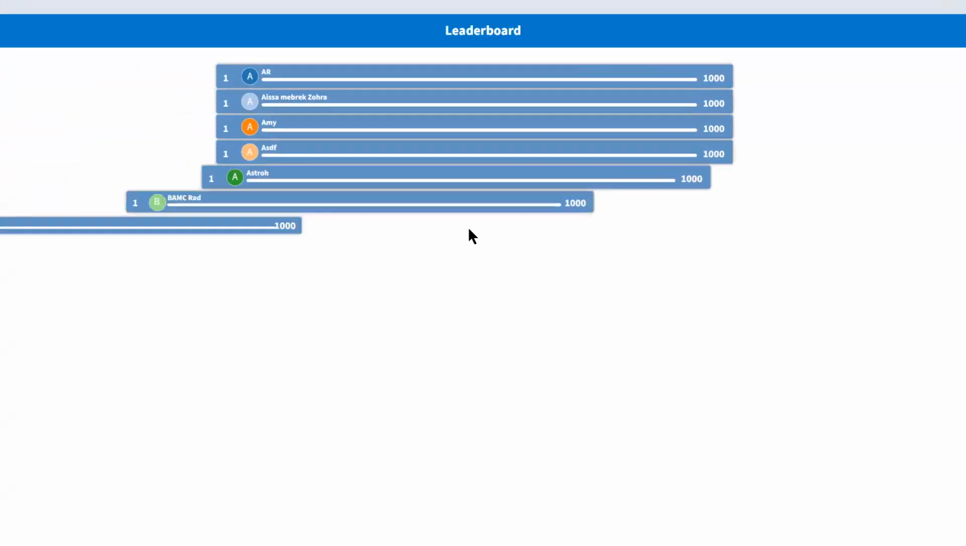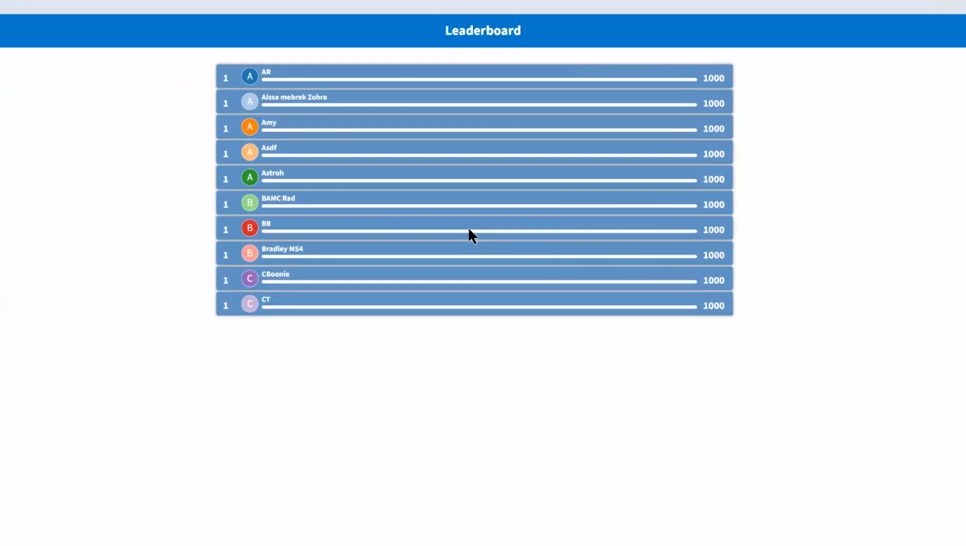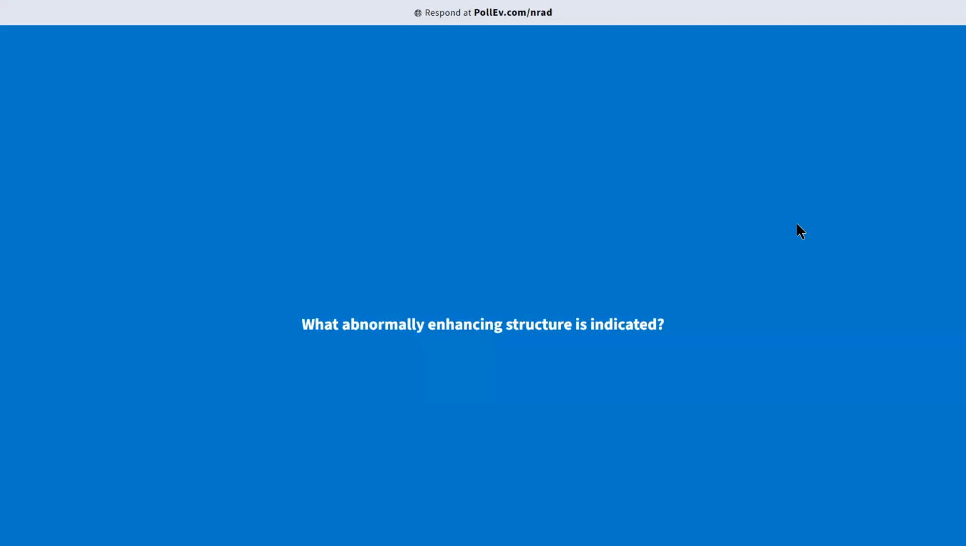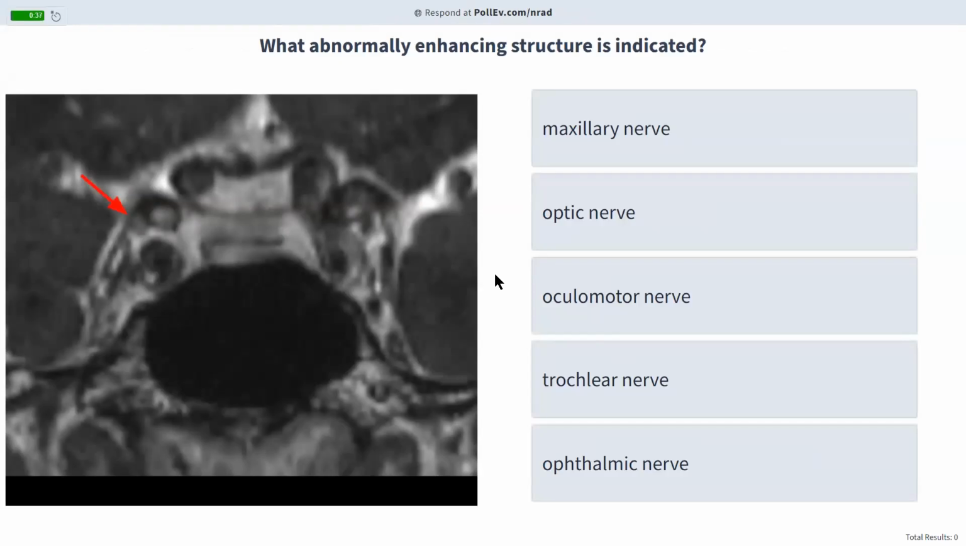So let's take a look at our leaderboards and the names you guys have chosen. Oh, that's interesting. I may have messed up the order of my slides, so this is not stratifying by time, but I think some of the later questions will stratify by time. All right, what abnormally enhancing structure is indicated? This is another coronal image. This is an MRI post-contrast KISS or Fiesta sequence.